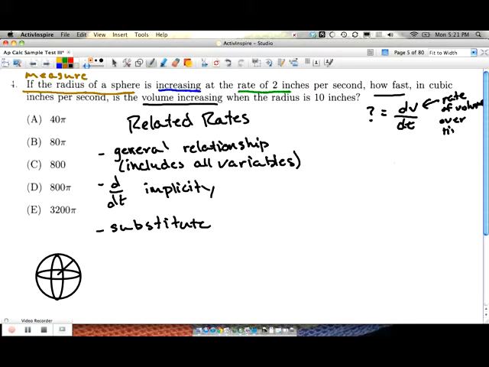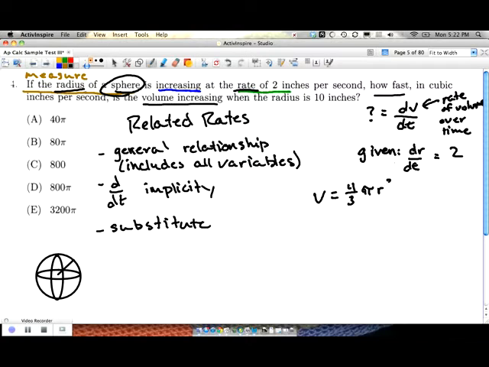Well, I'm given dr/dt, which is this piece right here. It's the rate of the radius of a sphere. So dr/dt equals 2 inches per second. So I need a formula that relates radius and volume of a sphere. Well, that would be the volume of a sphere. The volume of a sphere is V equals 4/3 pi times the radius cubed.